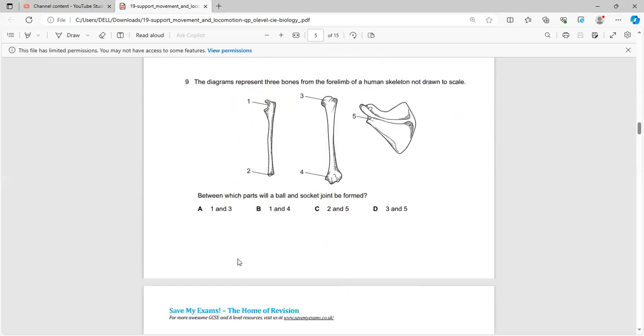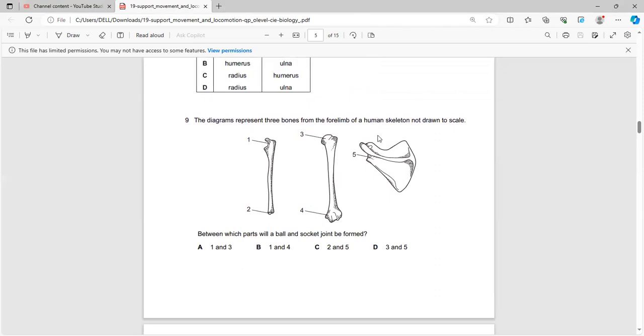Now in question number nine, you need to know that in order for the ball and socket joints to work, this is where the humerus has been shown, and you can see the ball type shape. So obviously the ball has to fit in a corresponding structure which will resemble it. And similarly, the radius and ulna is known as the elbow joint. Now they have asked between which parts a ball and socket joint will be formed.